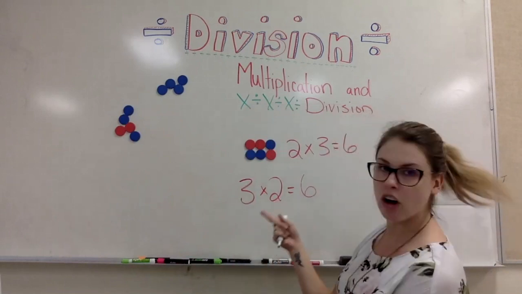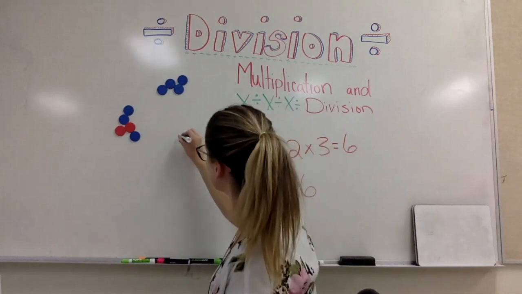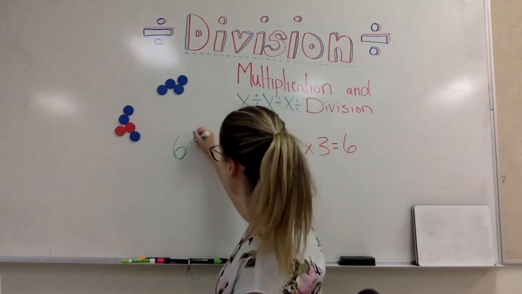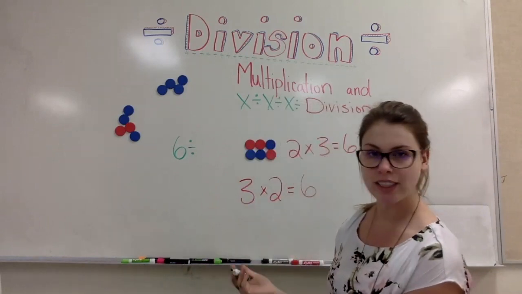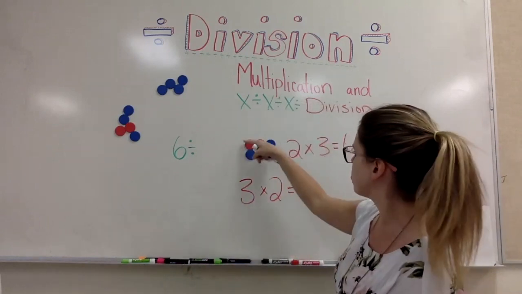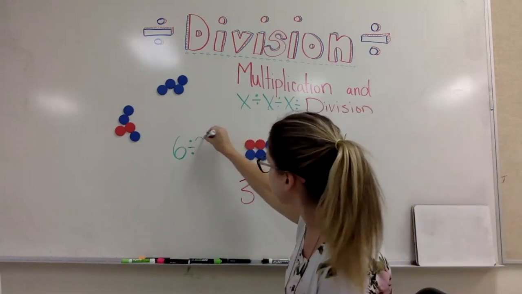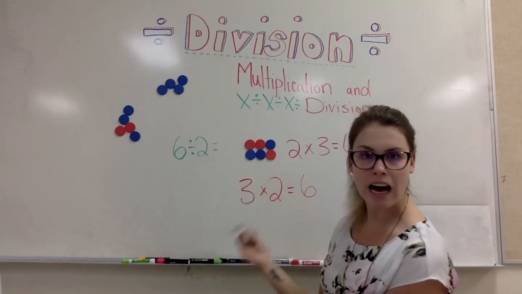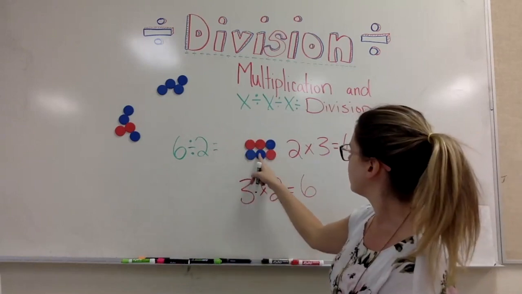altogether number. I'm going to count all the dots. 1, 2, 3, 4, 5, 6. I have 6 dots. Now I'm dividing them into, let's say I'm dividing my dots into rows. How many rows do I have? 1, 2. 6 divided by 2 rows means how many in the rows? 1, 2, 3.